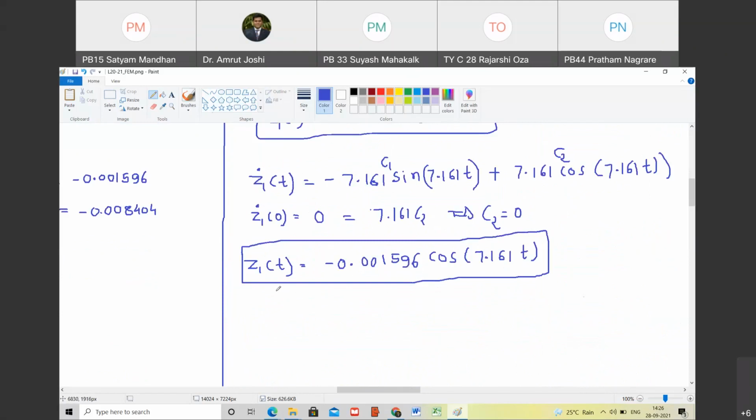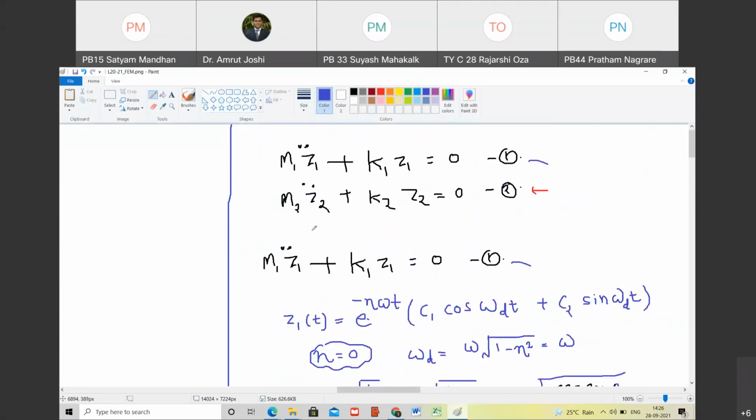So the system will keep on vibrating forever if you believe the mathematics, but this is because of incorrect modeling, as we have not taken damping into account. That's why we get such a weird result. That's okay. Now let us look at Z2 of t. We are going to solve this second equation. Are you with me?